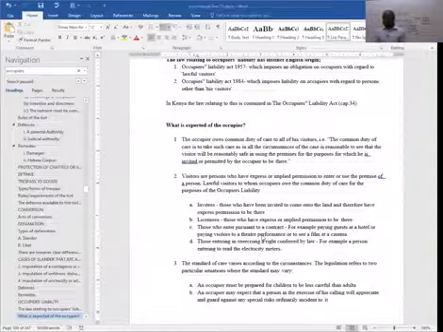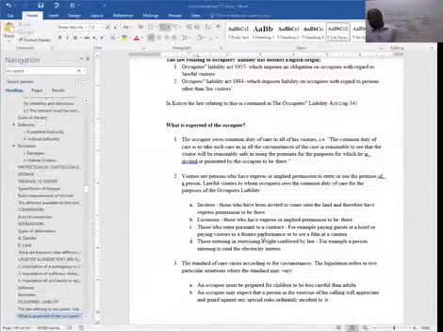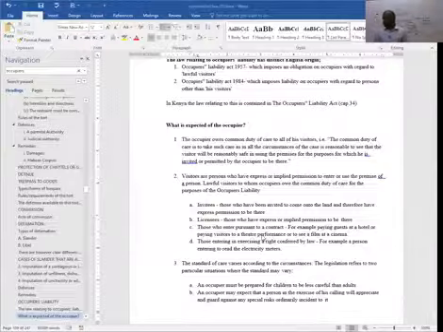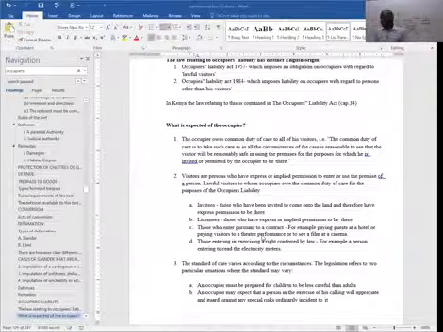So those entering in exercise of a right conferred by law, for example, a person entering to read an electricity meter. So the standard of care varies according to the circumstances. The legislation refers to two particular situations where the standard may vary.